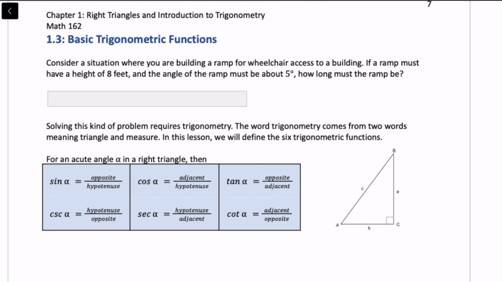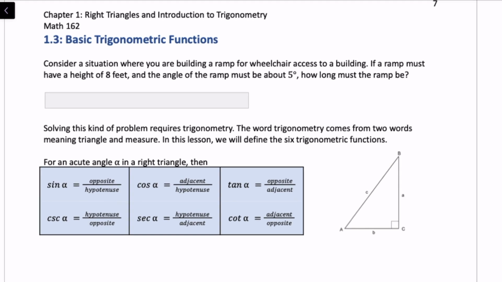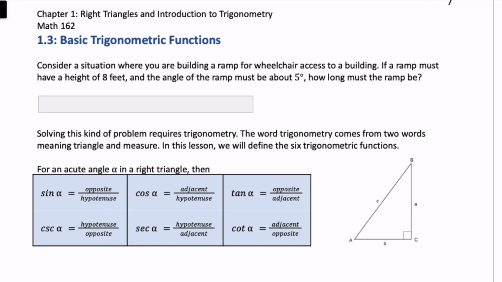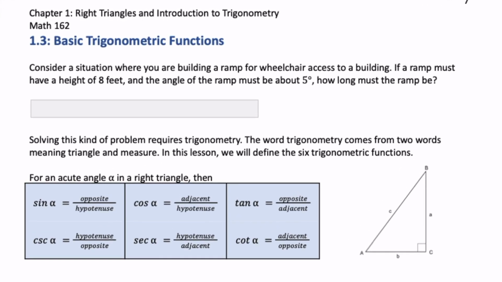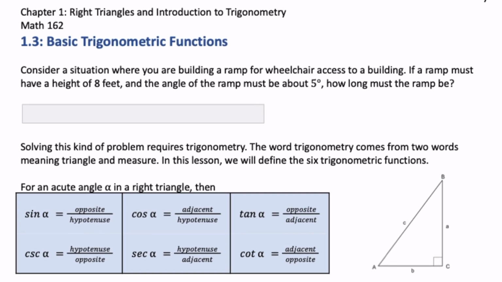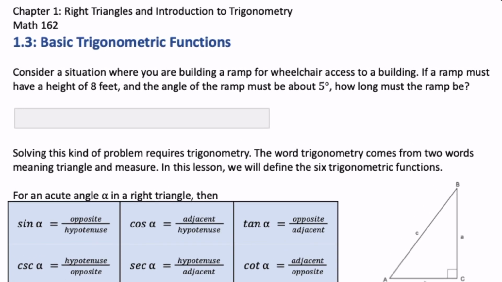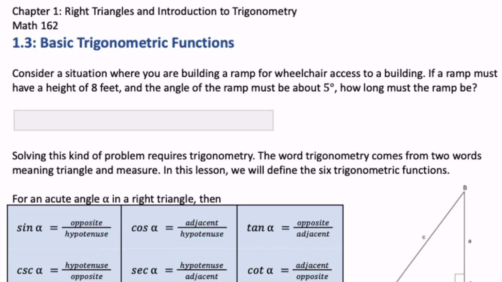All right, so we're going to cover 1.3, which is basic trigonometric functions. And we want to look at this situation here where we're building a ramp where the ramp has to get to a height of 8 feet. But because it's for wheelchairs, we can't have that angle be too steep. And so the angle from the ground must be about 5 degrees. And we want to figure out how long this ramp should be.